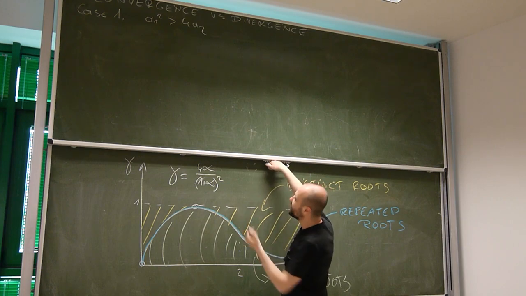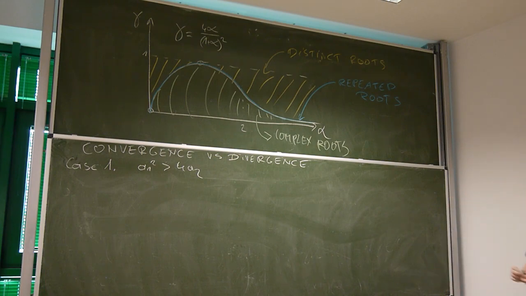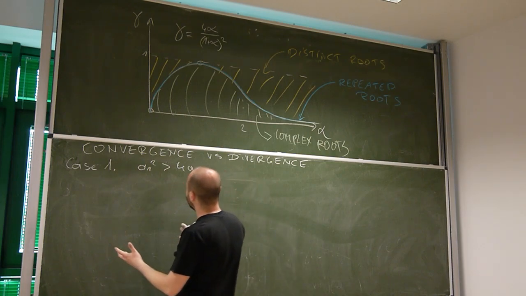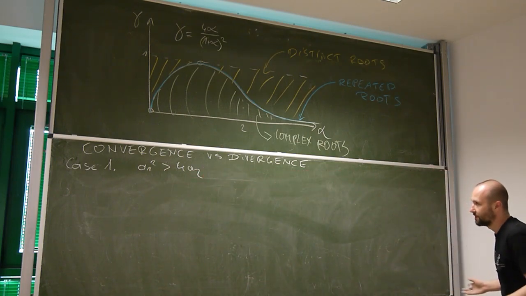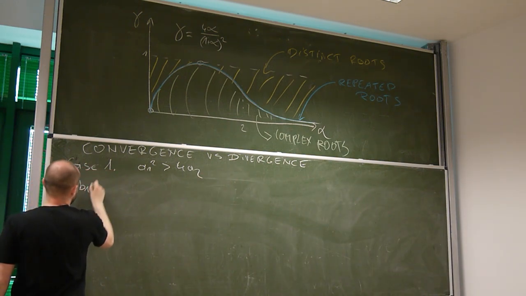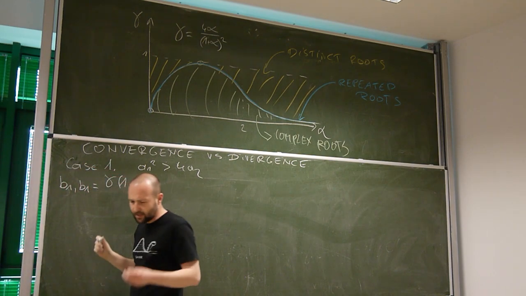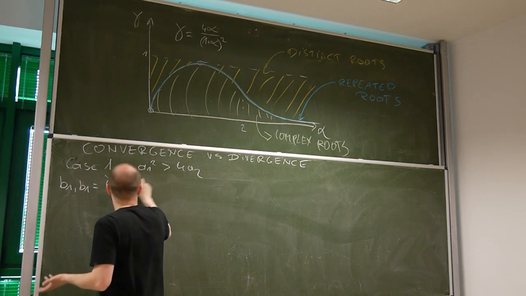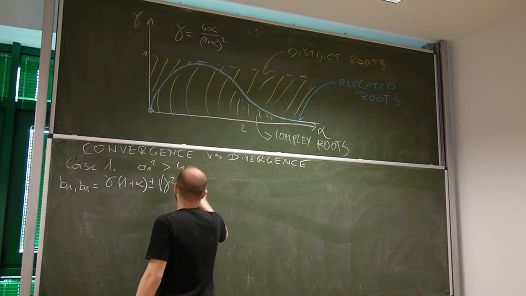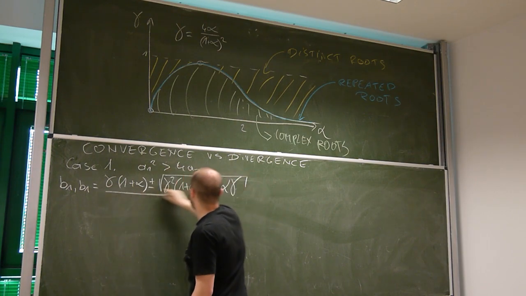So now that we have established when we will have what types of roots, we can discuss when we will have convergence and divergence. And let's start with case number 1. So what if a1 squared is bigger than 4a2? Then we have distinct roots. In our case, those distinct roots will be b1, b2 equal to gamma plus alpha plus minus square root of gamma squared plus alpha squared minus 4 alpha gamma, of course, divided by 2.